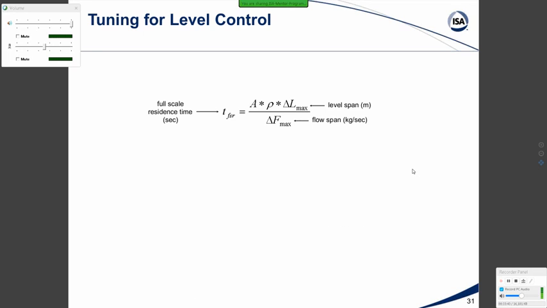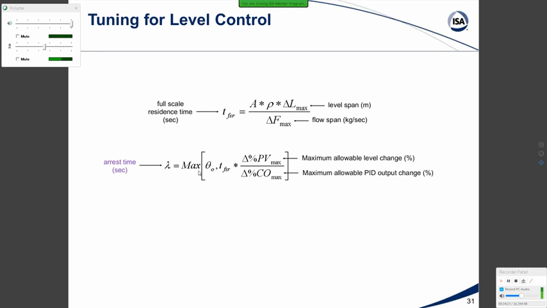Now, tuning for level control, one of the things that's found useful is the full-scale residence time. You can approximate that like any residence time we think of in process design: you take the total mass there and divide it by the flow rate. For this situation, we take the maximum mass, based on the level, cross-sectional area, and density, and divide it by the maximum mass flow rate, and we end up with a full-scale residence time.